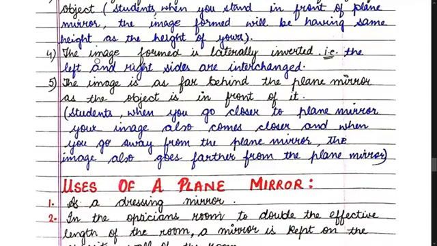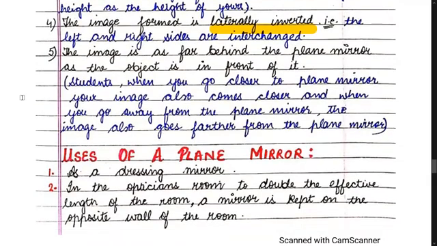Similarly, the fourth characteristic is the image formed in plane mirror is laterally inverted. That is, the left and right sides are interchanged. And this particular point we have already discussed in detail earlier today.